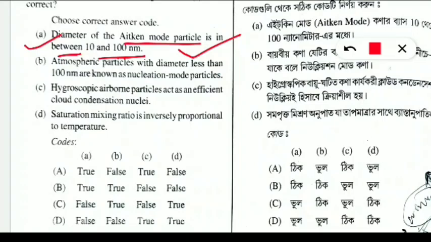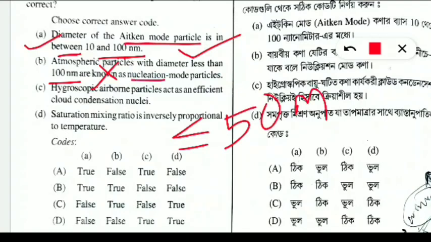Next is, atmospheric particles with diameter less than 100 nanometer are known as nucleation mode particles. It is incorrect. Atmospheric particles with diameter less than or equal to 50 nanometer are known as nucleation mode particles. You should note down this thing. So it is false. Next is, hygroscopic airborne particles act as efficient cloud condensation nuclei. It is correct. That is true. So first true, then false, then true.